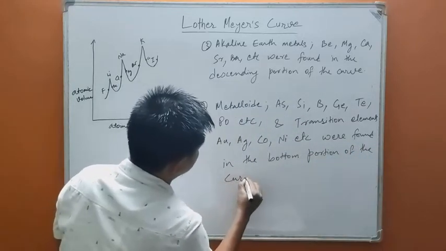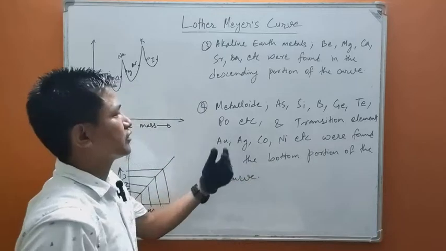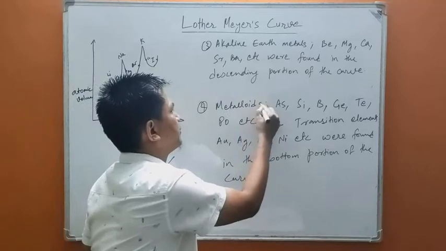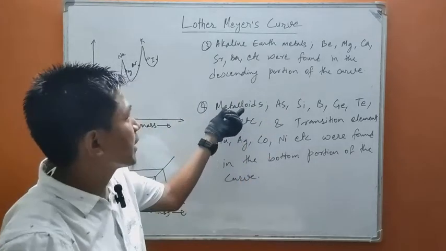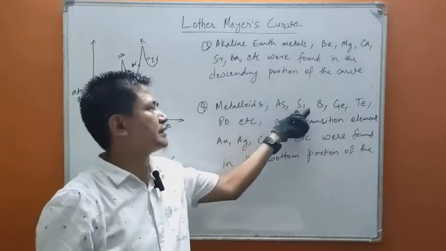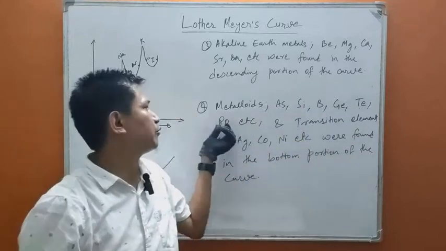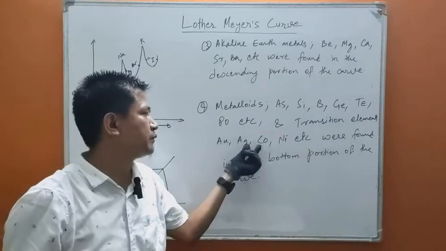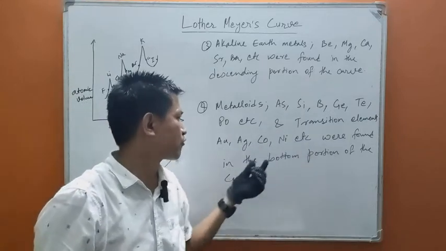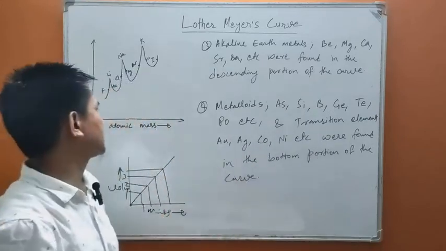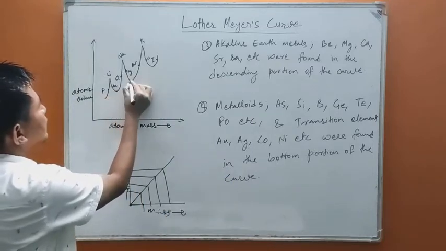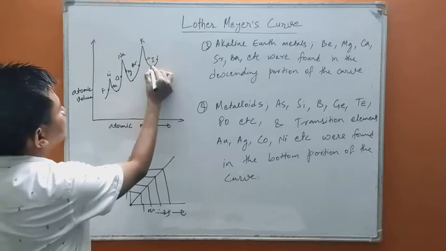Okay, we will learn about these transition elements and metalloids in the modern periodic table, but right now I am giving examples. Metalloids like arsenic, silicon, boron, germanium, tellurium, polonium, etc. and transition elements like gold, silver, cobalt, nickel, etc. were found in the bottom portion of the curve. It means all these metalloids and transition elements were found in the bottom portion of the curve.